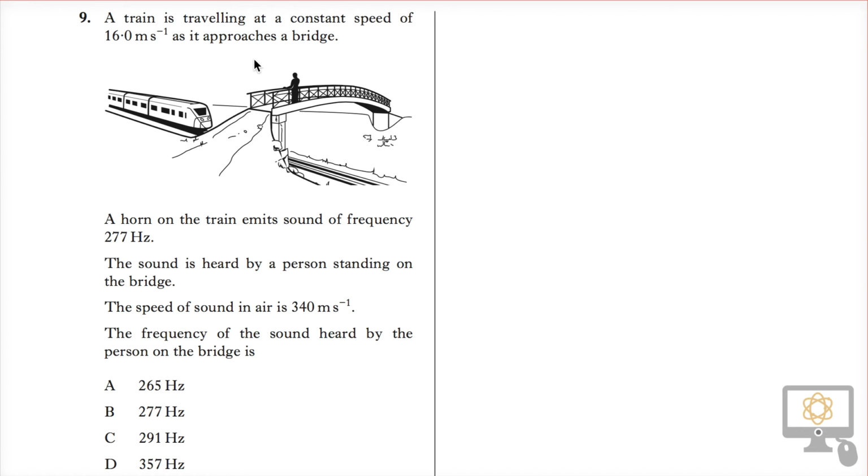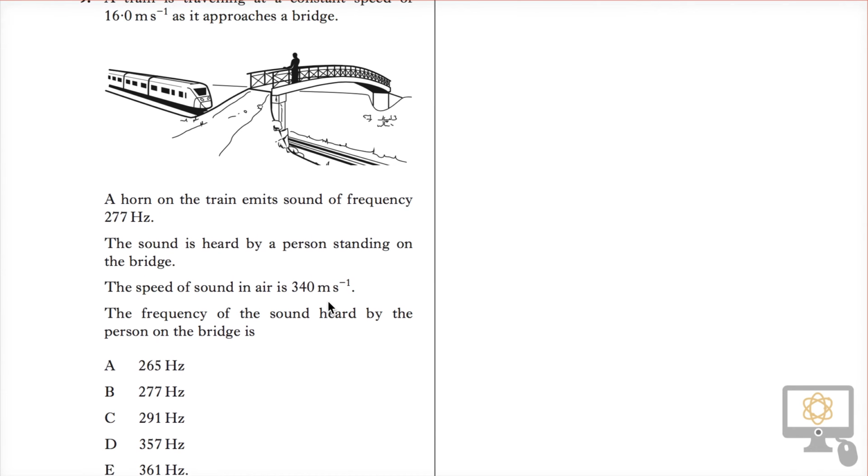Look at question number 9 from the 2013 Revised Higher Physics paper. It says a train is approaching a bridge travelling at a constant speed of 16 meters per second. The horn on the train emits a sound of 277 hertz, which is heard by a person standing on the bridge. We're told the speed of sound is 340 meters per second. And the question is, what is the frequency of the sound heard by the person on the bridge?